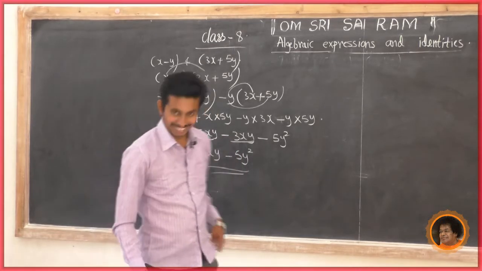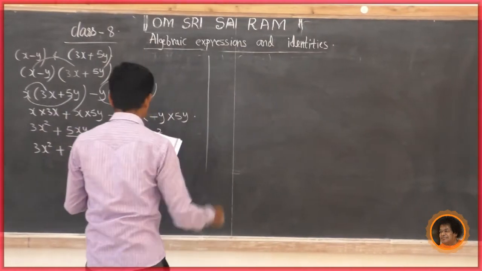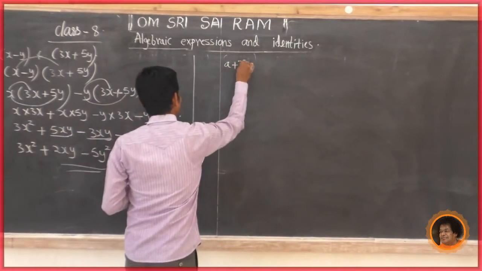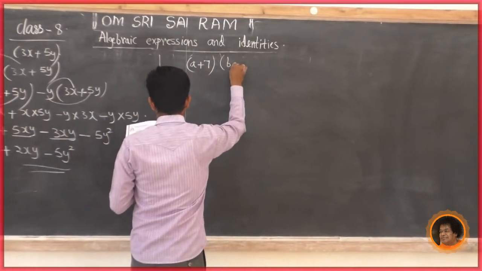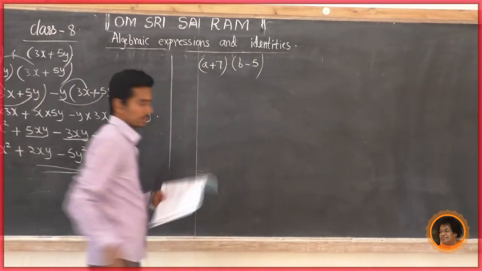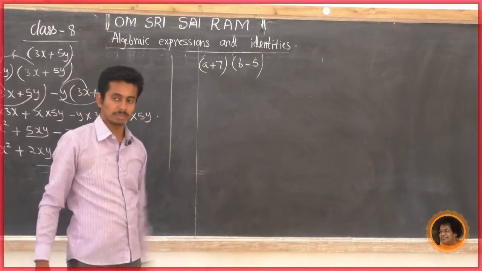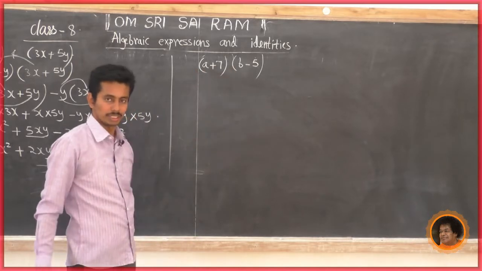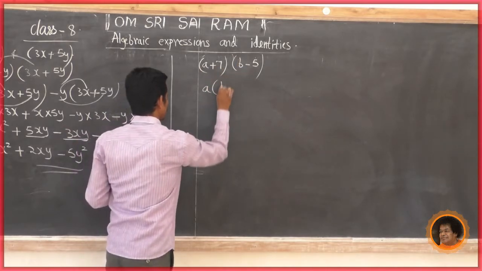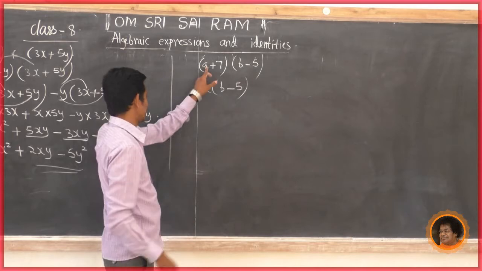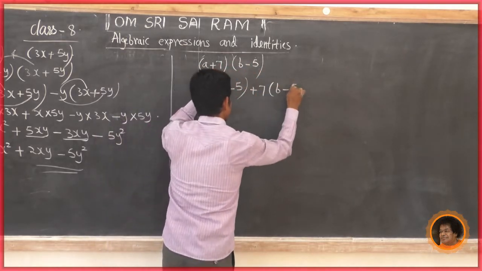Another problem, multiply a plus 7 and b minus 5. Look at the problem. Multiply a plus 7 and b minus 5. So a plus 7 into b minus 5. Same method. Multiply a into b minus 5, then this plus 7 into b minus 5.